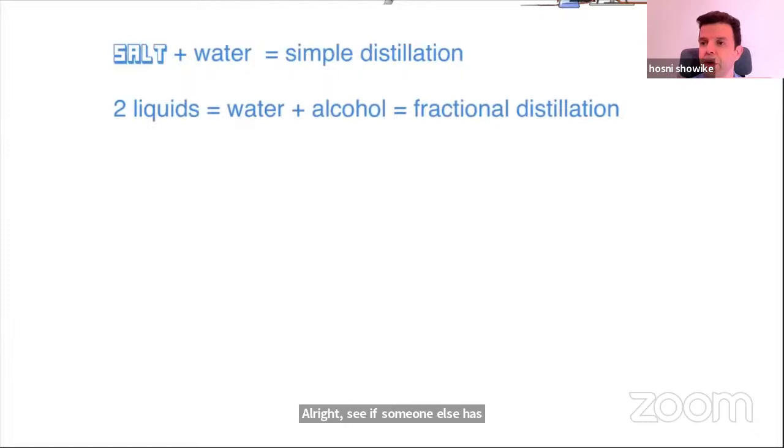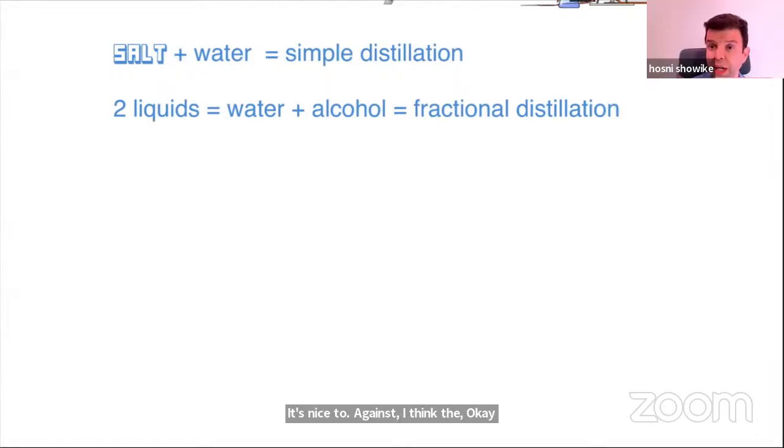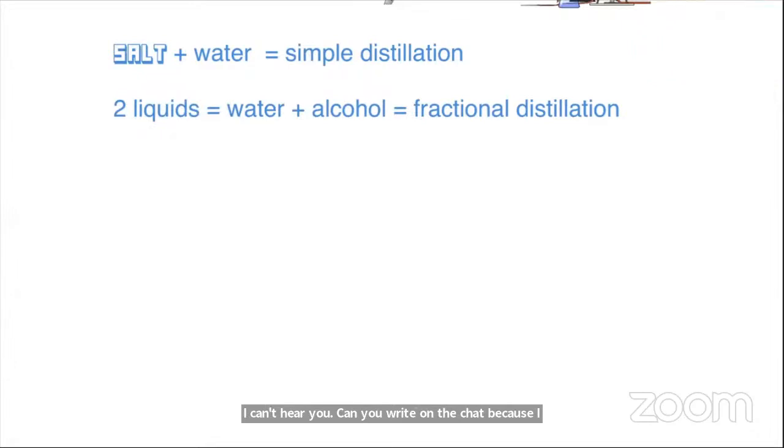Abdurrahman? Or I think Freddy, you have a question? Yes, Mister. Mister, I think the diagrams are switched between simple distillation and fractional. I can't hear you. Can you write on the chat because I can barely hear your voice? Omar? Yes, Mister.